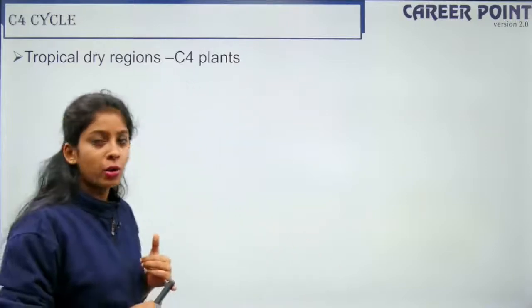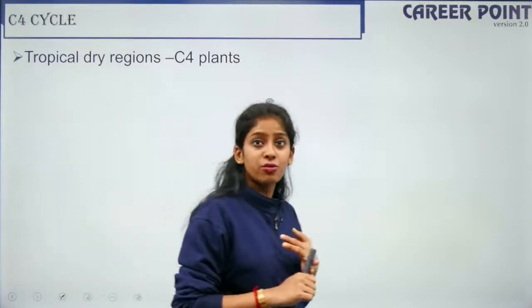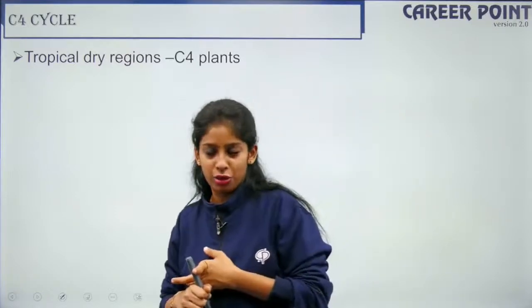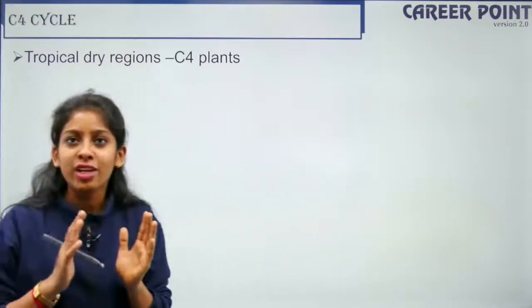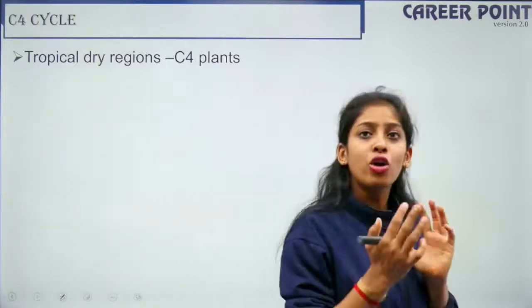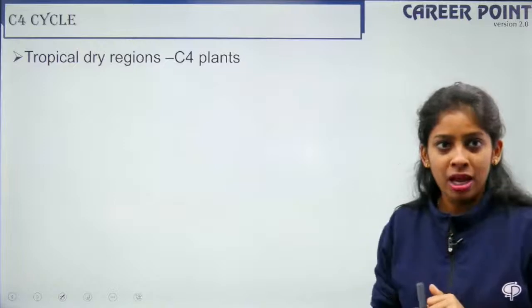We have tropical rainforest, we have deciduous forest, we have snow-laden mountains, then we have desert conditions. So towards the dry tropical area, whichever plant survives, they belong to the C4 category.